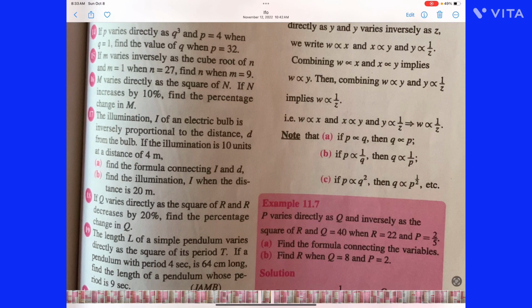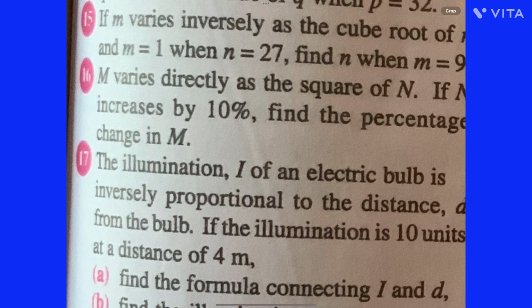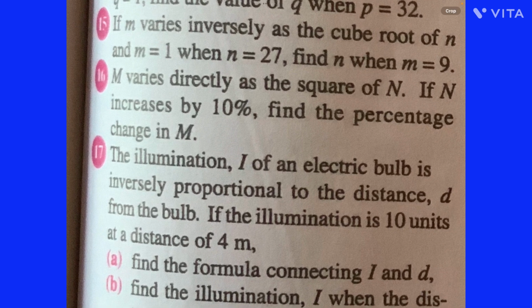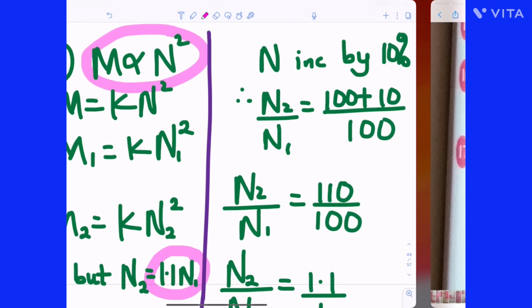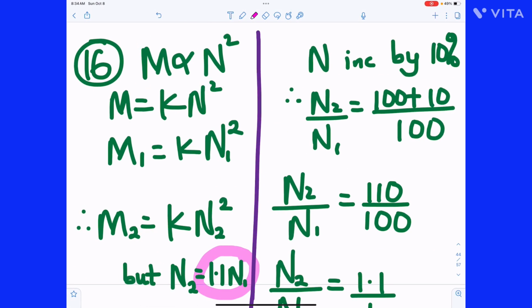The question then says, if n increases by 10%, find the percentage change in m. Okay? So m varies directly as the square of n. We change it to an equation, it will become m is equal to kn squared. Now the first value of m will be k times n1 squared. So another value of m, m2, when n changes, will be k times n2 squared.